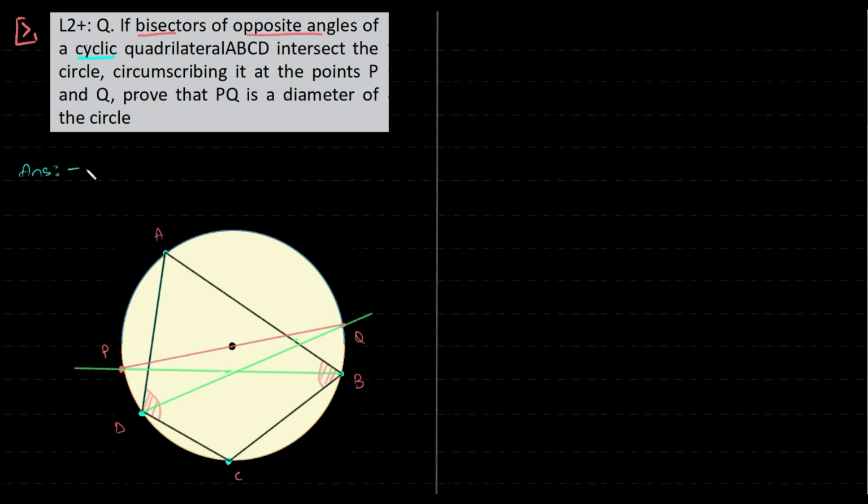So let me write what we have. We have a diagram with our diameter PQ. We have to actually prove that it's a diameter, and we have ABCD as the cyclic quadrilateral, and PB and DQ as the bisectors. All of this is described in the question, so we don't have to write it exclusively. What we have to prove is that PQ is a diameter.